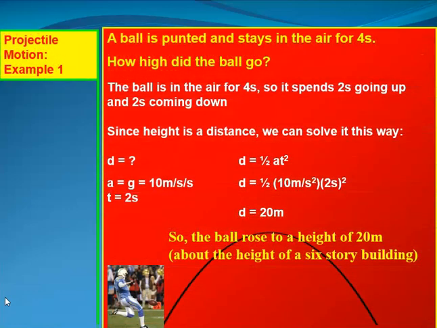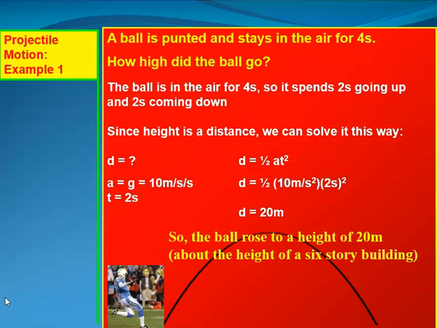So let's look at some examples. A ball is punted and stays in the air for 4 seconds. How high did the ball go? So the ball is in the air for 4 seconds, so it spends 2 seconds going up and 2 seconds going down. That's an important thing to remember in these problems. You divide the flight time in half. 2 seconds up, 2 seconds down.